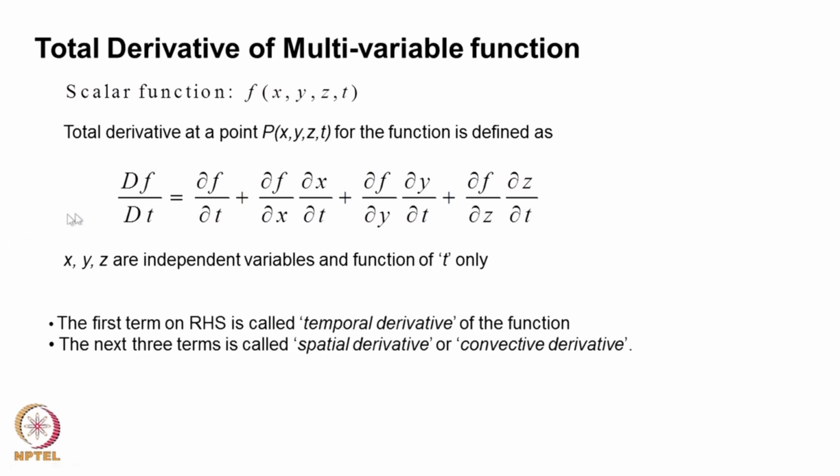The first term on the right hand side, which is ∂f/∂t, is called the temporal derivative because it is the derivative taken with respect to time. The other 3 terms are called spatial derivatives or convective derivatives. So this gives the local acceleration and this gives the convective acceleration.